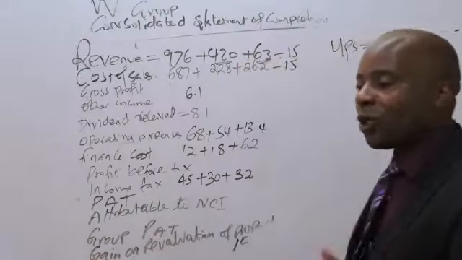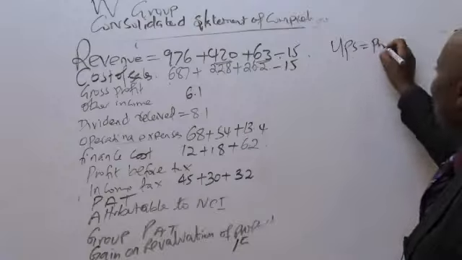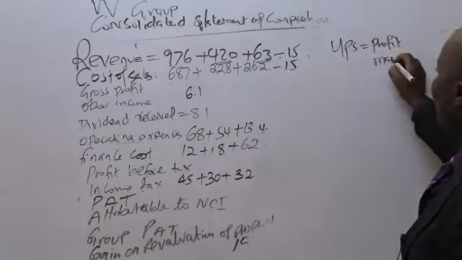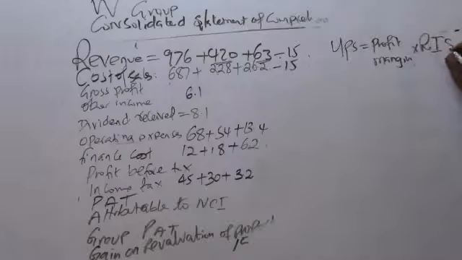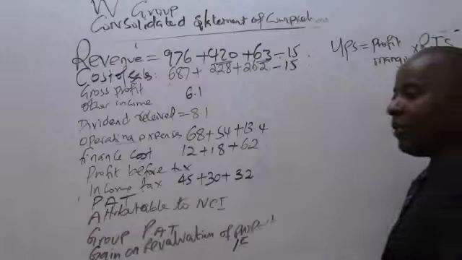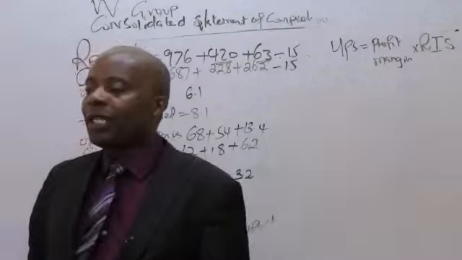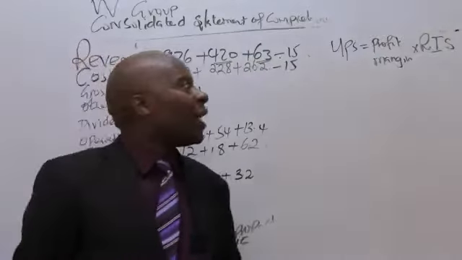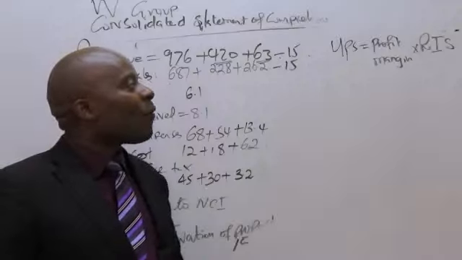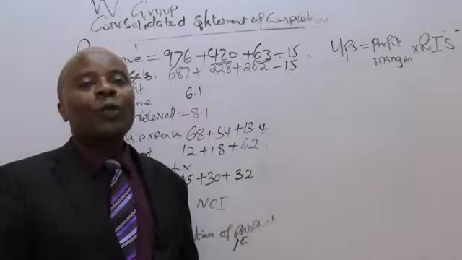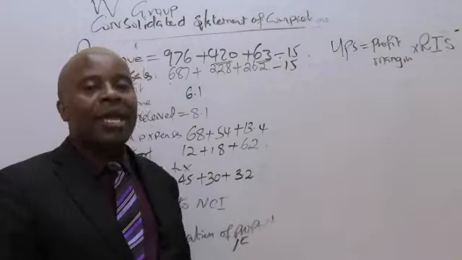As a student who doesn't want to waste time at all, to get UPS, we normally take the profit margin times remaining intra-sales. So anytime they want me to get unrealized profit, I'll always take the profit margin. Profit margin times remaining intra-sales.